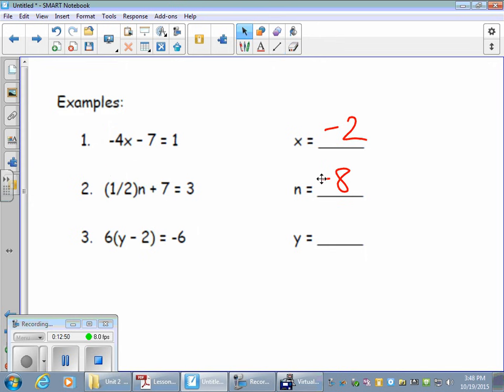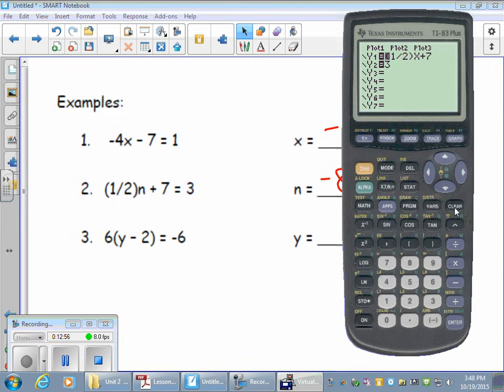Let's go to number 3. Pull up a calculator, go to y equals, clear out what I have typed in, and let's start over. Left-hand side, I have 6 parentheses y minus 2. I type that in as x minus 2. The variable on the piece of paper is irrelevant. You always use your x button. The right-hand side is negative 6. Make sure you use a negative and not a minus sign. Your calculator will give you an error message if you do minus 6 because it thinks you're trying to subtract 6 from something and there's nothing in front of it. So in this case, you have to do the negative sign, negative 6. Okay, graph.